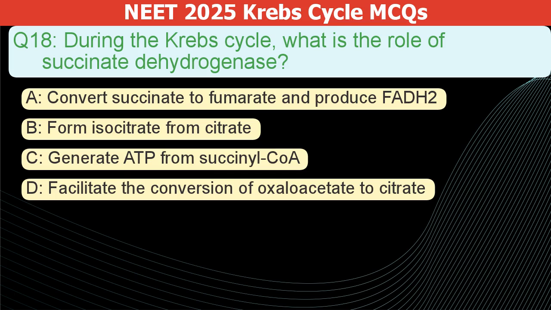During the Krebs cycle, what is the role of succinate dehydrogenase? A. Convert succinate to fumarate and produce FADH2. B. Form isocitrate from citrate. C. Generate ATP from succinyl-CoA. D. Facilitate the conversion of oxaloacetate to citrate.